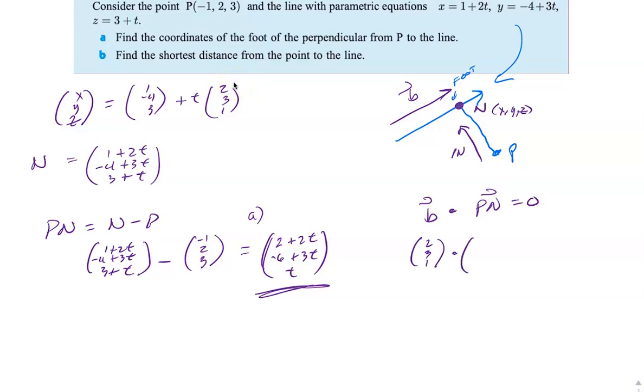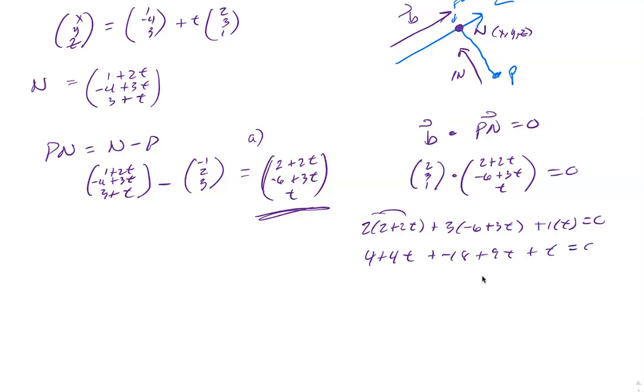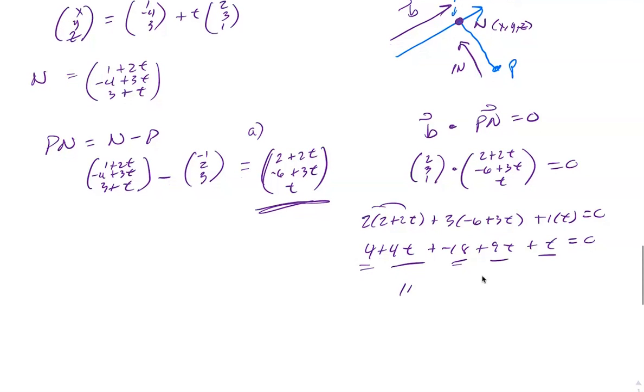And my PN we just found is (2 + 2t, -6 + 3t, t), and that should equal 0. Remember, dot product, just multiply the corresponding parts. Multiply the x's, multiply the y's, multiply the z's, add them all up. So I'm going to get 2 times (2 + 2t), plus 3 times (-6 + 3t), plus 1 times t, and all this should equal 0. Distribute. Add up like terms. I get 14t - 14 equals 0.